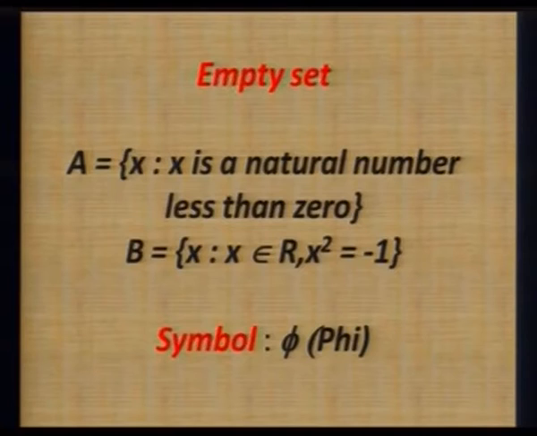The same type of set is defined below that: {x : x belongs to R, means x is a real number, and x square equal to minus 1}. We know that we don't have any real number whose square is negative. So B also doesn't contain any element. The symbol by which this set is represented is phi, a Greek alphabet.